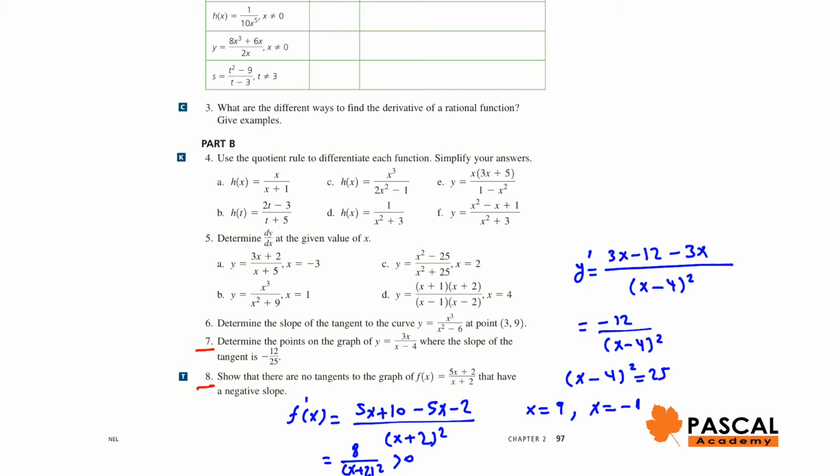Derivative is always greater than 0. Both the numerator and denominator are greater than 0, obviously when x is not negative 2. This means there is no tangent with negative slope. There is no slope which is negative.